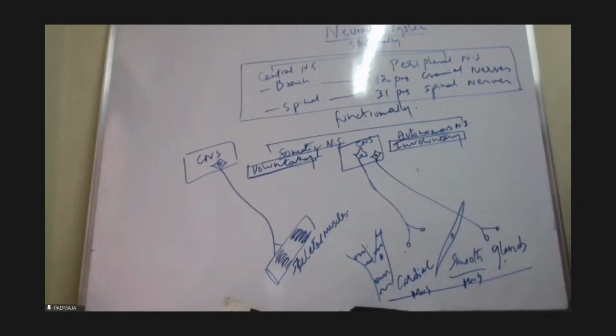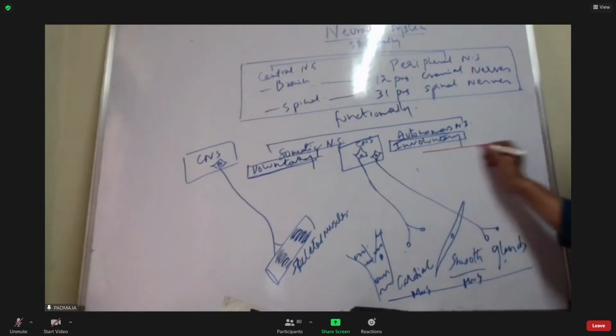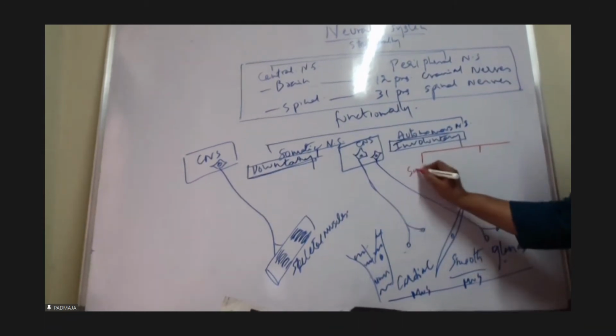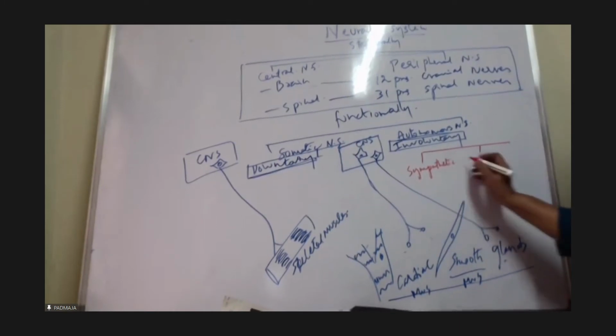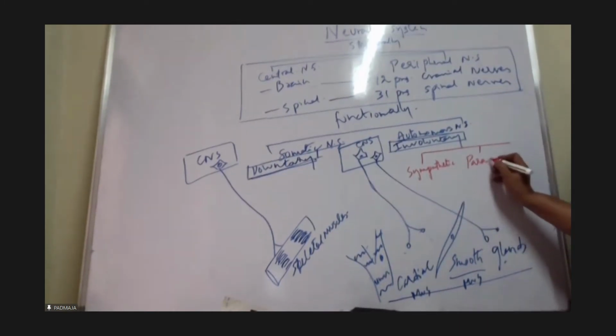Now, if you go to the further point, the autonomous nervous system is divided into sympathetic and parasympathetic.